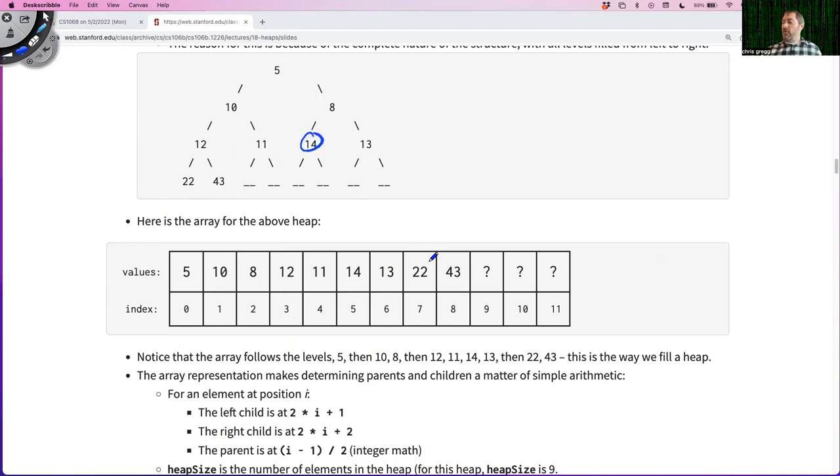Let's look at 14. 14 is at index 5. 5 minus 1 is 4. 4 divided by 2 is 2. Index 2 gives you the node 8. 8 is the parent of 14.